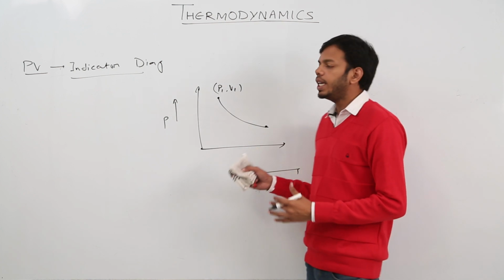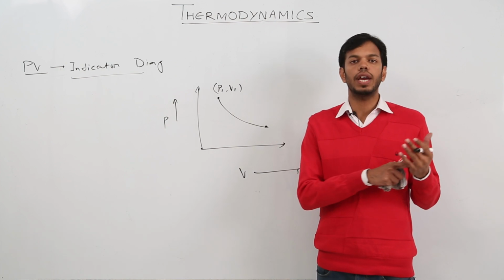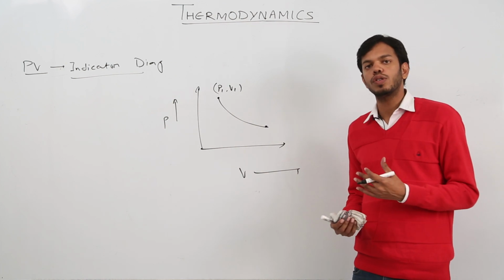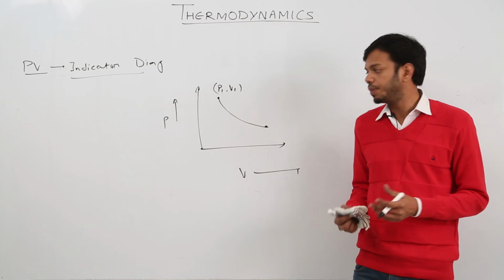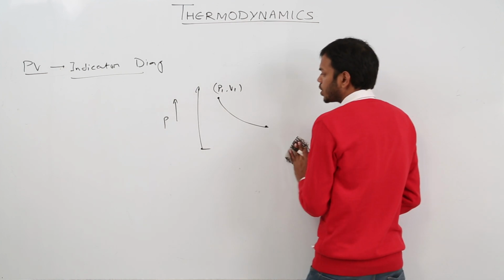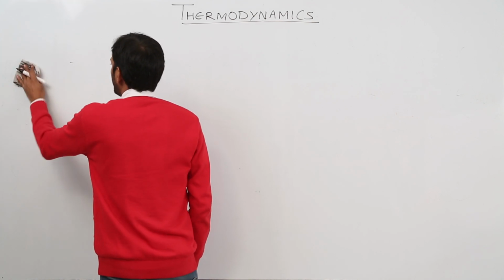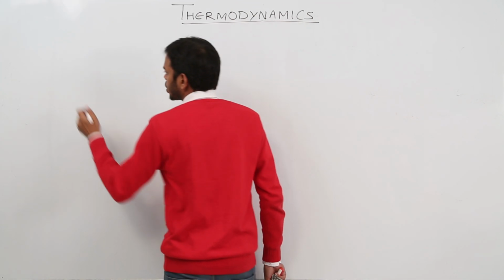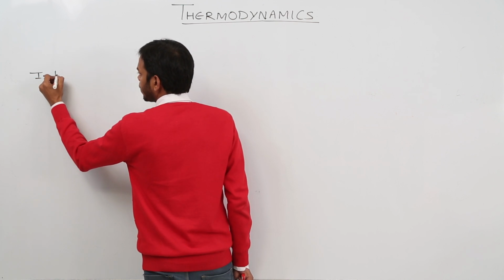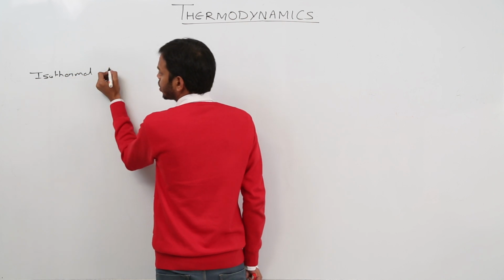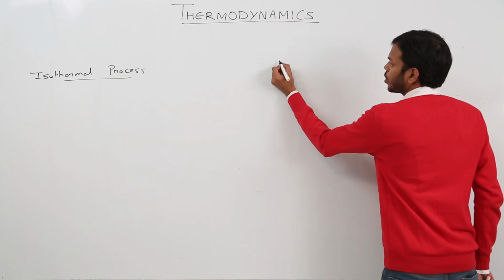Okay, so this PV indicator diagram is very helpful in determining the change of state of any type of system, and it also explains the type of process through which the system is undergoing the change. That means whether the change is through an adiabatic process, isothermal process or other process. Okay, let me tell you how we take these two processes under consideration. I am writing isothermal process, and on one side I am writing adiabatic process.